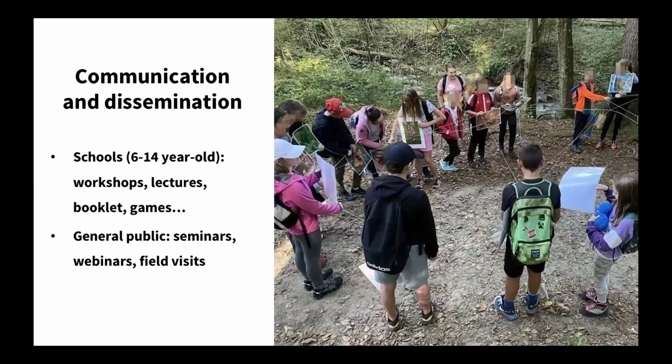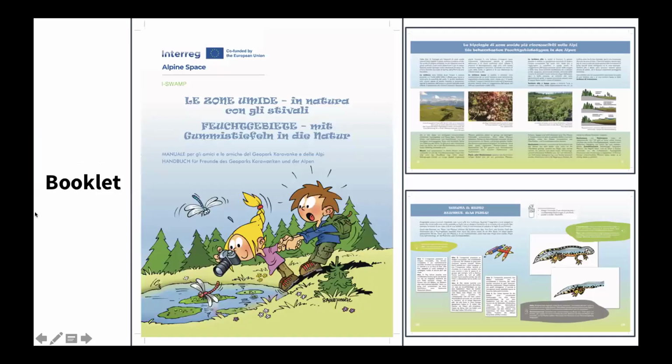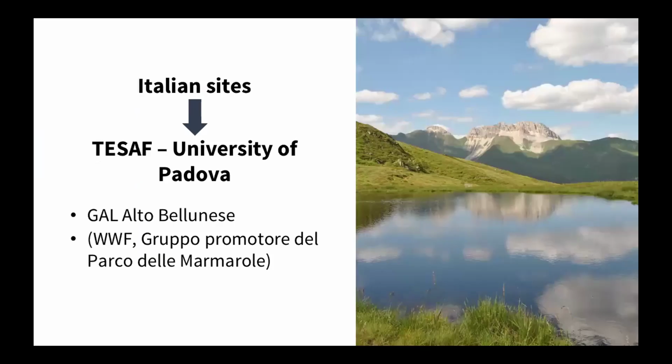Last but not least, there is this communication and dissemination part dedicated to schools and the general public. When I say schools, I say that we have prepared a booklet that is now available on our website. So please Google iSwamp if you're interested. And the booklet is available in 5 languages: English, French, German, Italian, and Slovene. And it is available in the PDF version. It has a part of theory and a part of workshops that can be a valuable tool for educators and teachers.